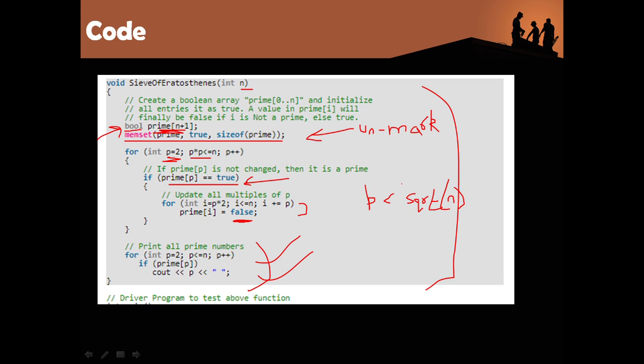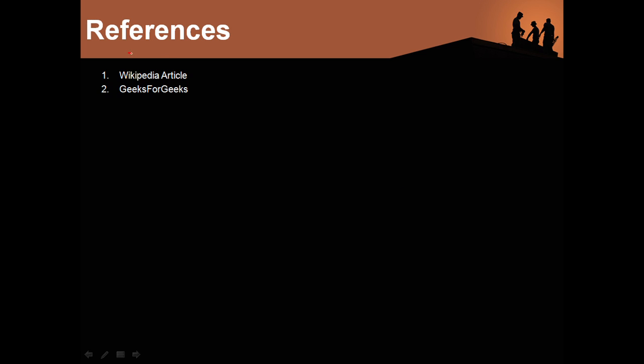So I think you'll understand. You must have understood the process of evaluation of prime numbers, and my references, as you must have noticed, were the Wikipedia article and the GeeksforGeeks website.